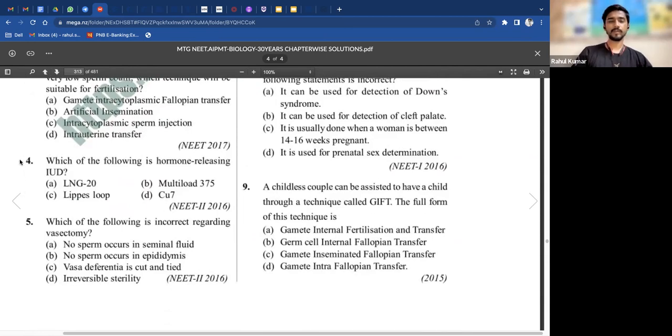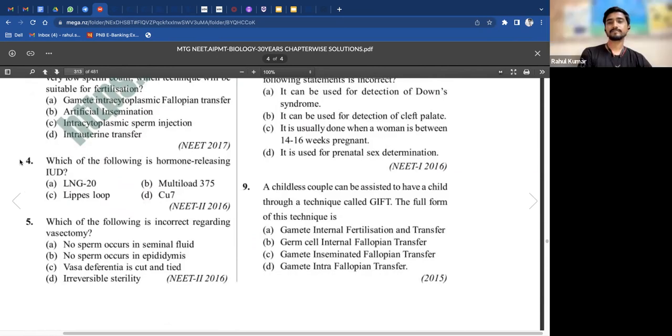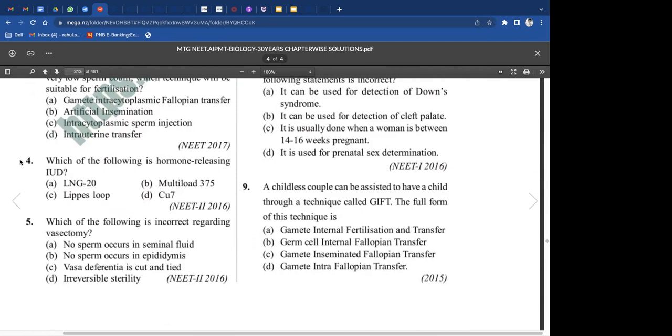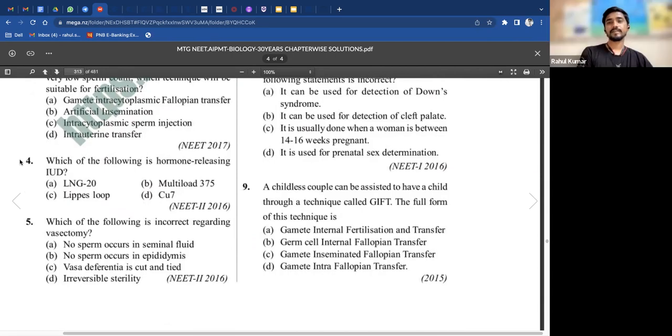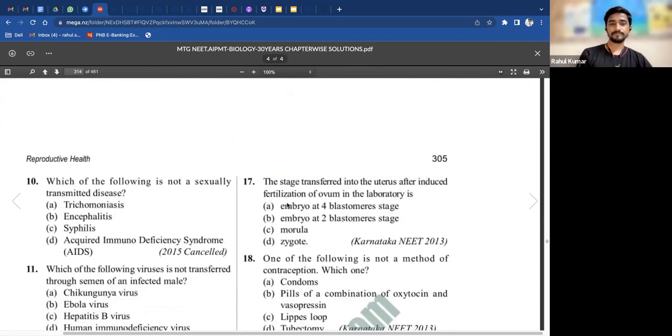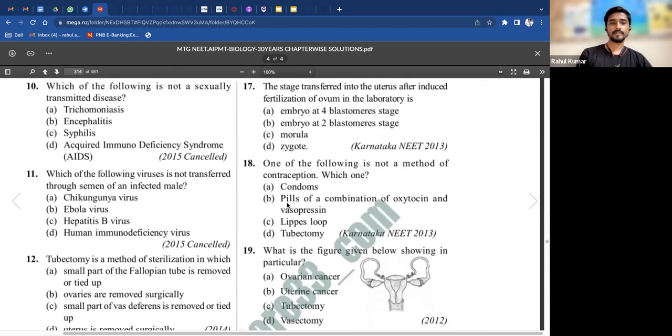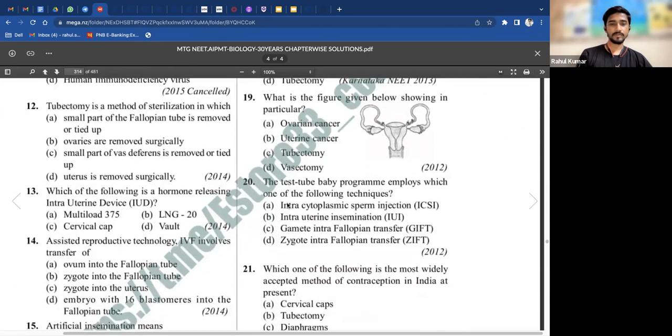Question 4. It's just a factual question. If you know it, you know it. Tell me, quick. Which of the following is a hormone-releasing IUD? Multiload 375 is not, Copper T is not, LNG-20. Which is hormone-releasing? I think option number A. Yes, LNG-20 and Progestasert. These two are hormone-releasing. Others are easy, you will be able to do them. I am just focusing on some interesting ones.